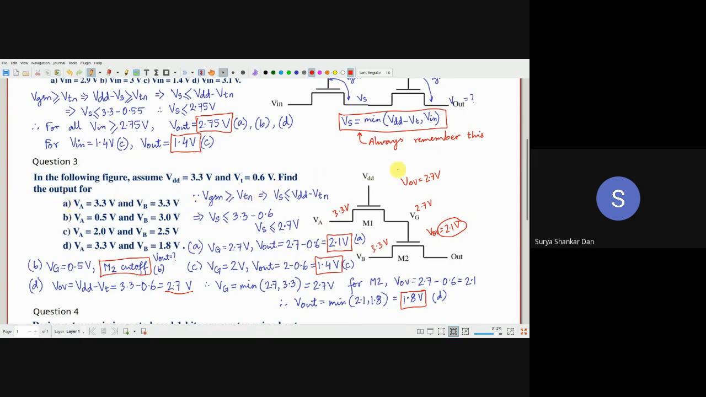Okay? That answers question number A. Question number B. VA is 0.5. Okay? What will the VOV be here? 2.7. Correct? Now VB is 3. Okay, so what is the value in this case?